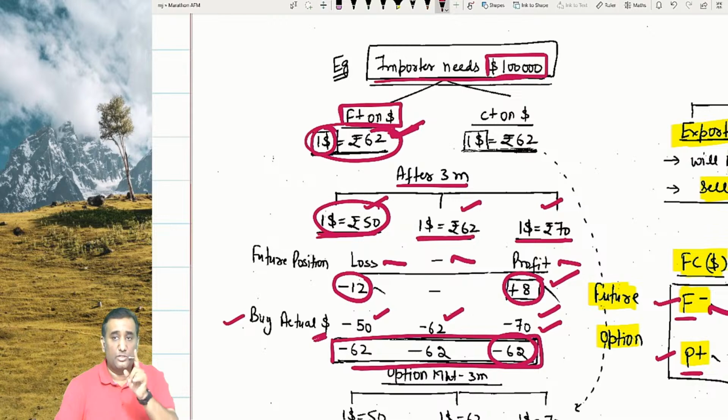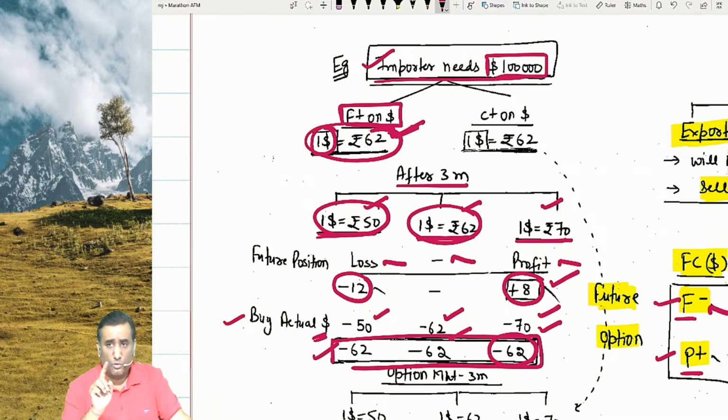When the future market promised me 62 and the market price became 50, I was very happy. Market price is 50, but the future market said, I told you your costing has to be 62, so you give me 12. Basically, 50 rupees I buy the actual dollars. Sir, why are we buying actual dollars? Because I'm an importer. I'll buy the actual dollar at 50. 12 rupees I'll pay to whom? To the future market, and total costing will come to what? And if the price is 62, the future market does not give me anything, neither takes anything from me. I went to the cash market and that is my costing.